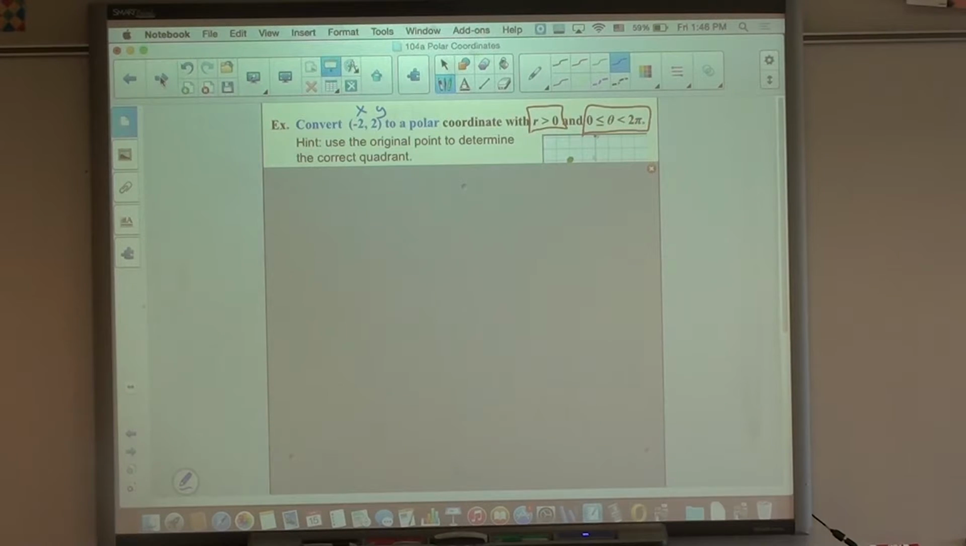All right, so we have an x and y. We need an r and theta, right? So how does r relate to x and y again? X squared plus y squared equals r squared. So everyone find r.